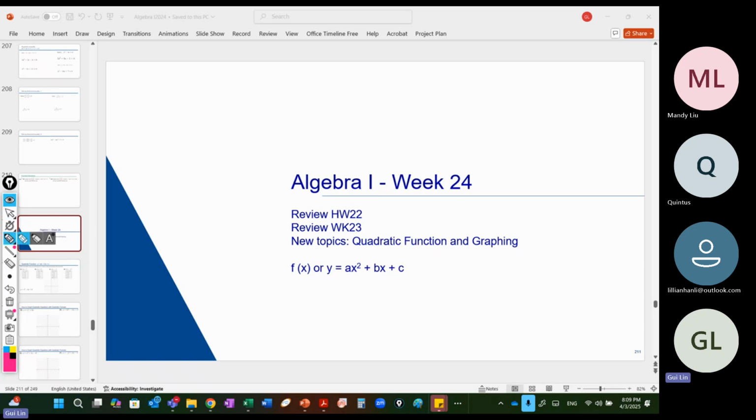Okay. So we move on to a new topic. The new topic is actually called quadratic function. Before we talk about function, first we will talk about this one. This one equals 0. All right. So, refresh memory: this is the quadratic equation.